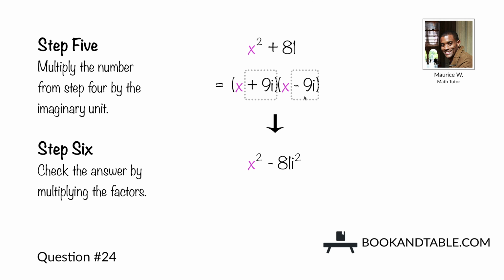9i times negative 9i is negative 81i squared. i squared is equal to negative 1. And negative 81 times negative 1 is positive 81. Since our final polynomial matches the original polynomial, that confirms that x squared plus 81 can be factored into x plus 9i times x minus 9i.